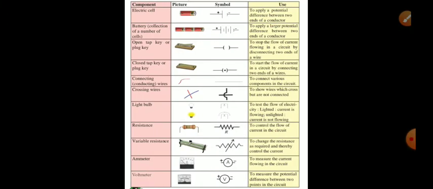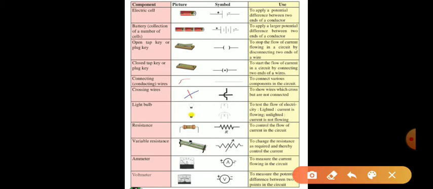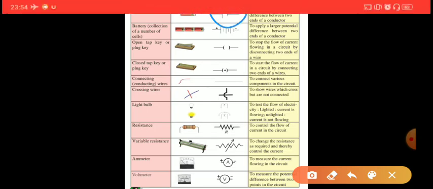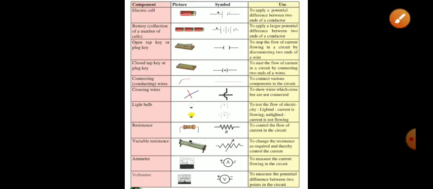Now you can see that chart. The electrical cell, what it actually looks like, and its symbol, which is the plus and minus sign. You can see it is denoted by that sign. And its use is to apply a potential difference between two ends of a conductor. Now second is the battery. A battery is a collection of a number of cells. You can see in the diagram that it is denoted by the same symbol repeated for a number of cells. To apply a large potential difference between two ends of the conductor, we use the battery.